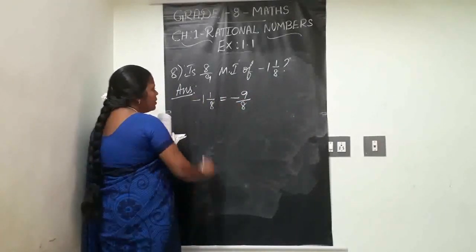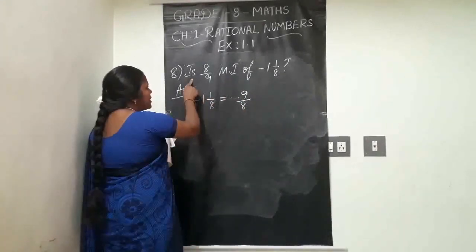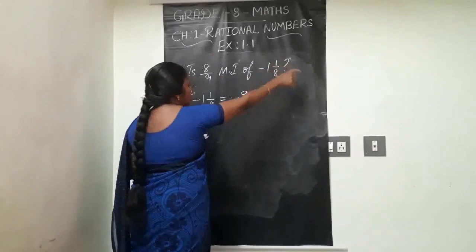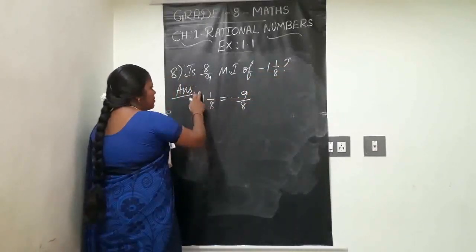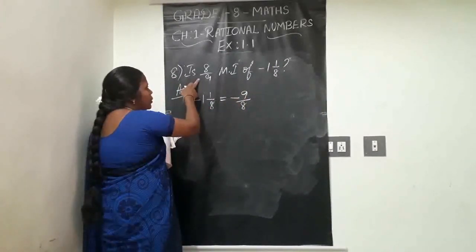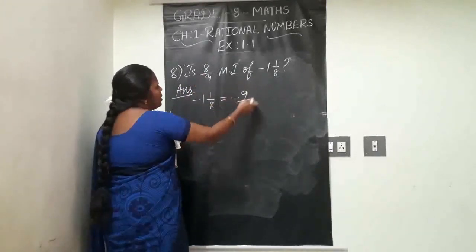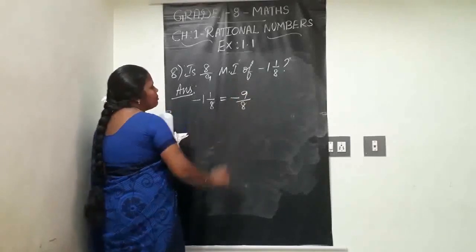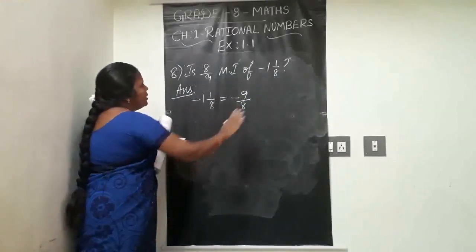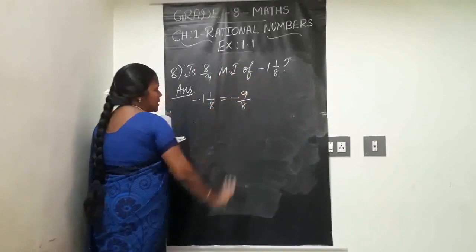Clear? So now we change this number like this. They are asking whether plus 8 by 9 is the multiplicative inverse of this or not. For this, we got the answer minus 9 by 8. But they gave in the question plus 8 by 9. Clear? Is plus 8 by 9 the reciprocal of minus 9 by 8 or not? They are asking, is this the multiplicative inverse of that.